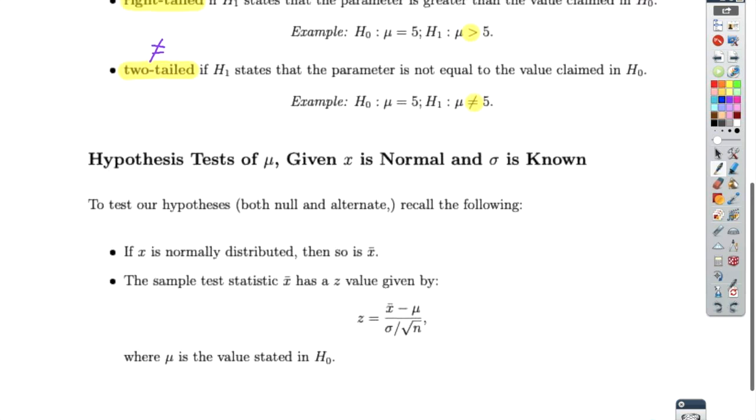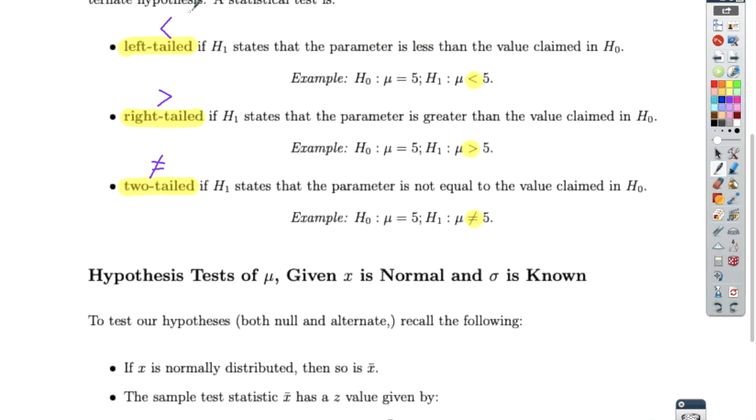Okay, so now we've got our test categorized. Left-tailed, right-tailed, or two-tailed, just based on the symbol. Like, of this entire section here, if you just memorize that, you're golden. Left-tailed goes with less than, right-tailed goes with greater than, two-tailed goes with not equal to.